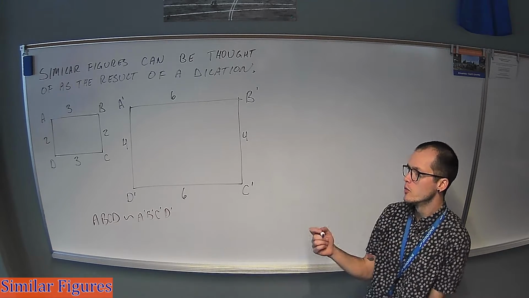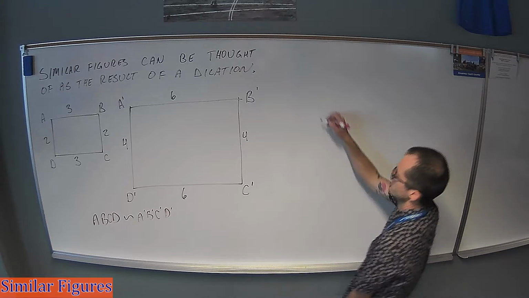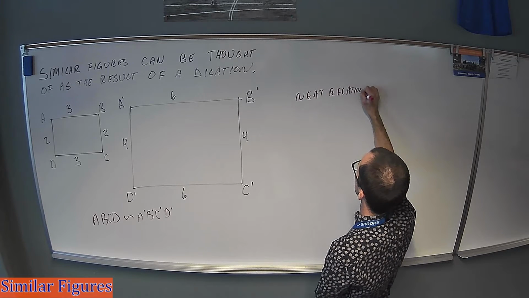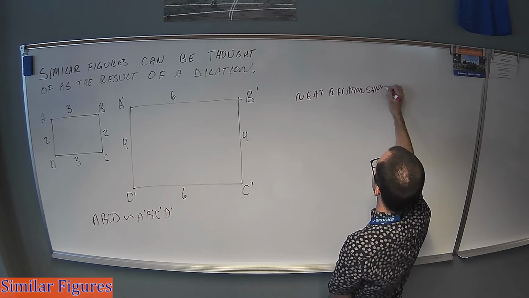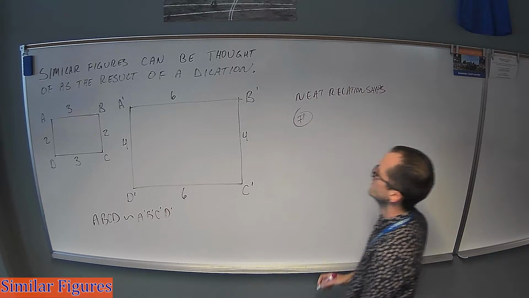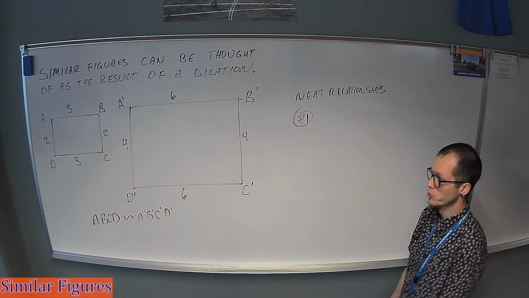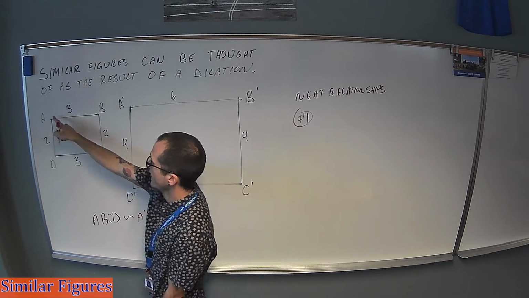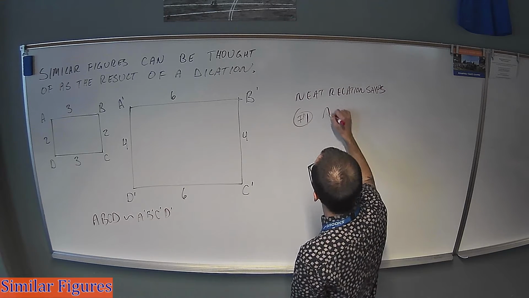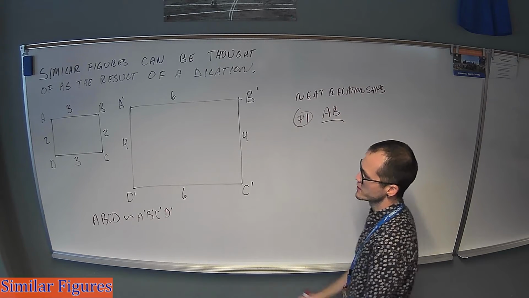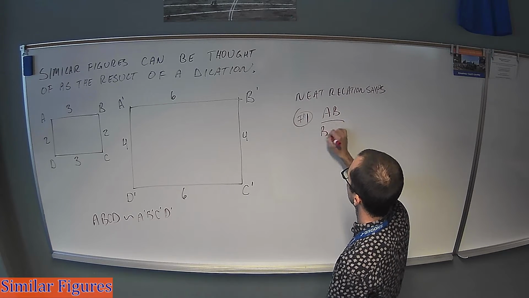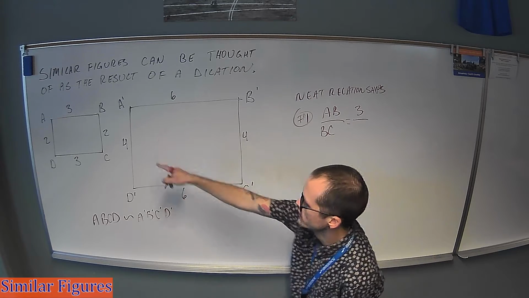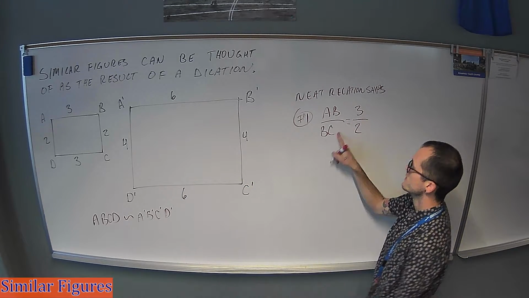Okay, when working with similar figures, there's some really neat relationships that we can uncover. Number 1, something that I think is really cool. If you just look at this figure, A, B, C, D, and we take AB and set it up as a fraction over BC, the length of AB, you can see, is 3, and the length of BC is 2. So AB divided by BC is 3/2.